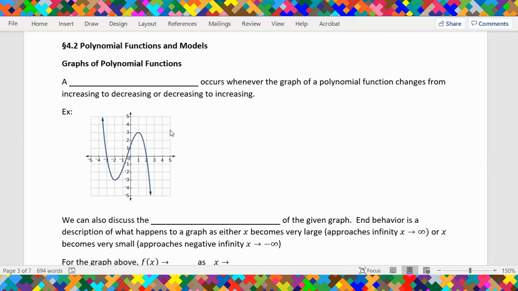Welcome to section 4.2, Polynomial Functions and Models. Graphs of polynomial functions.